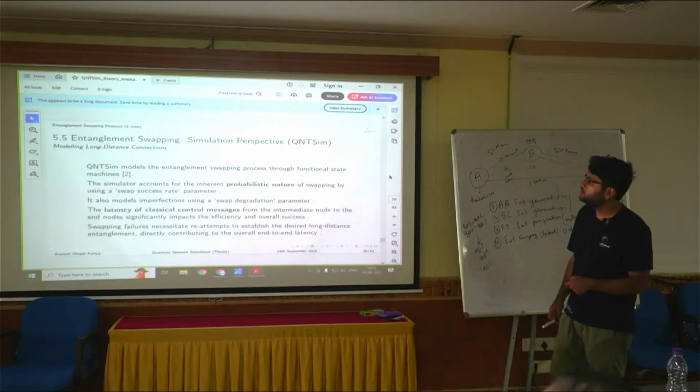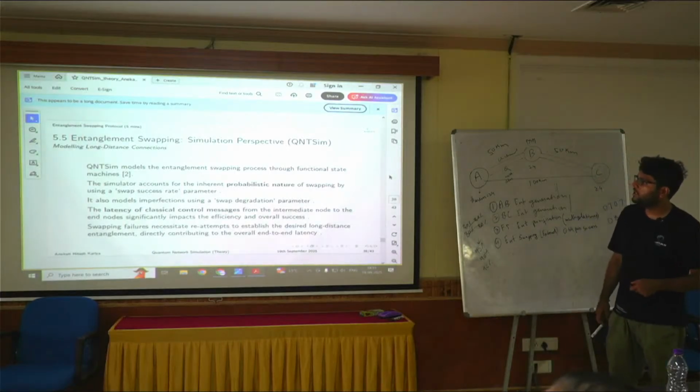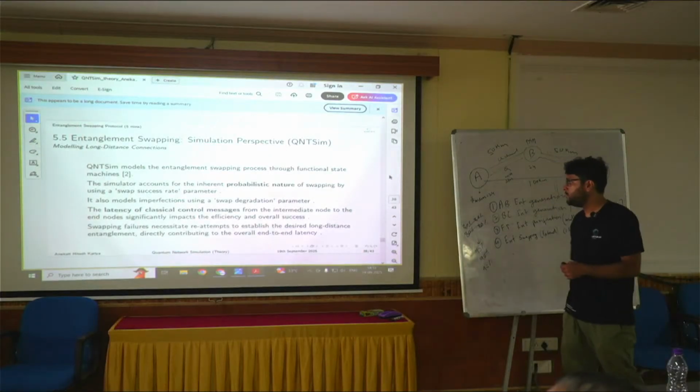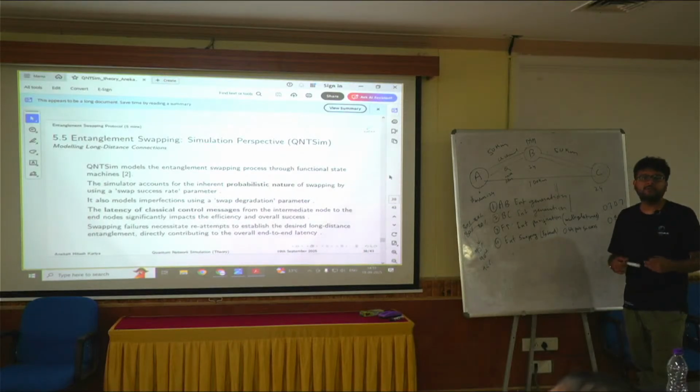Okay. So even for swapping, we have this probabilistic nature. There is latency, there is the swap degradation parameter, which I talked about, and swapping can also fail. If it fails, we try to reattempt.